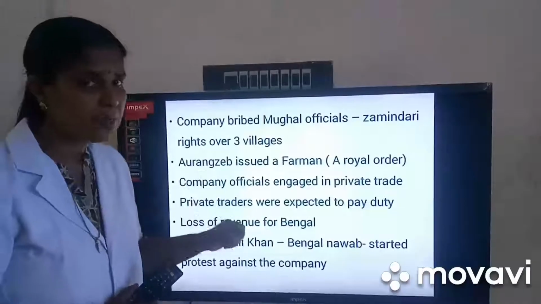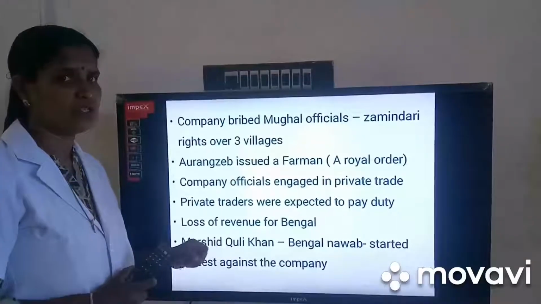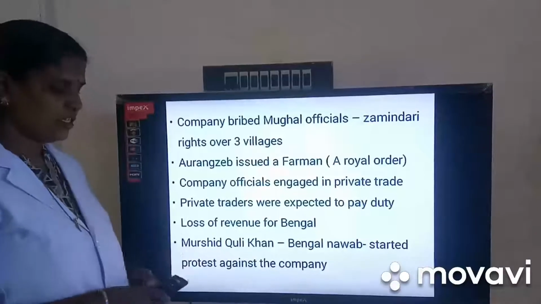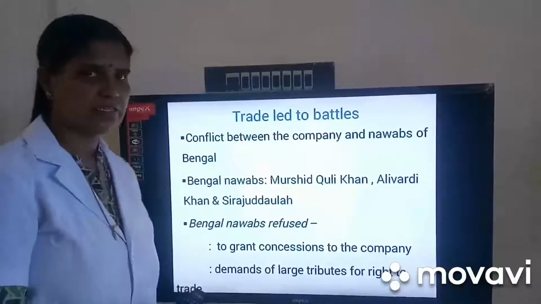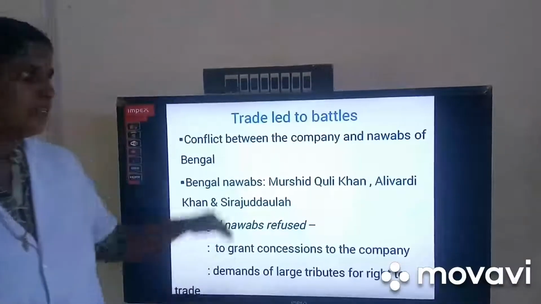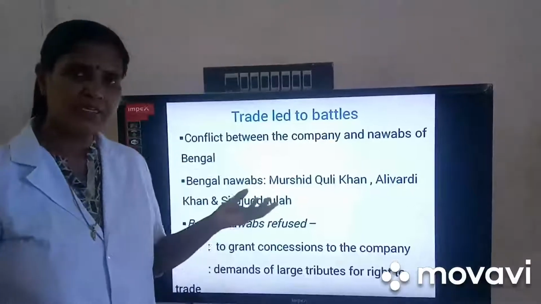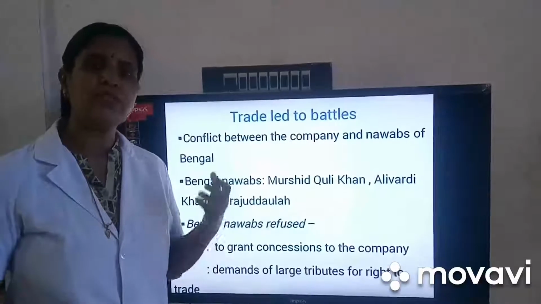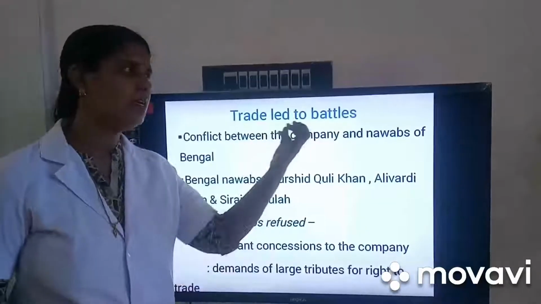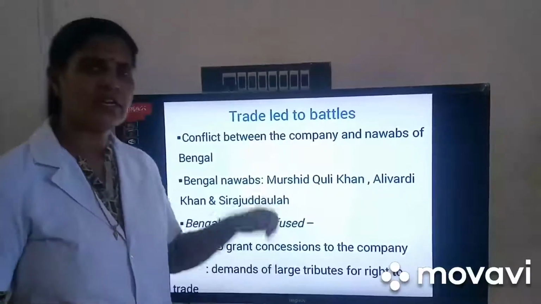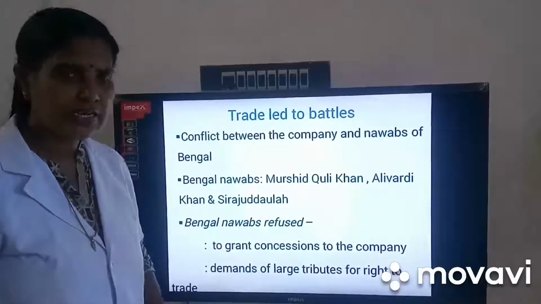This was misused by the company officials also. Then next, trade led to battles. Here, the conflict between the company and the Nawabs of Bengal. First we discussed Murshid Quli Khan. He was so angry with this reduction of revenue, so he started protest against the East India Company.